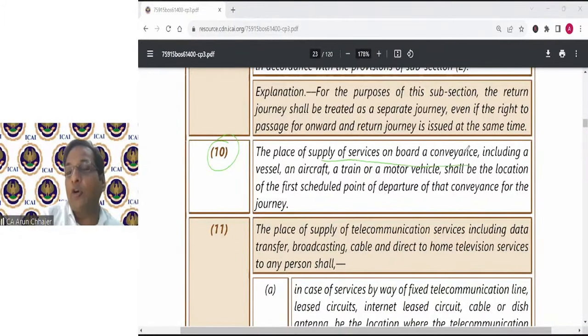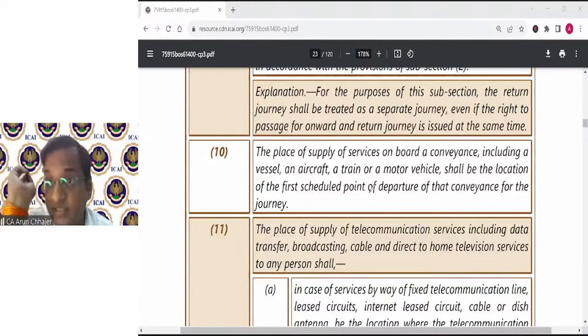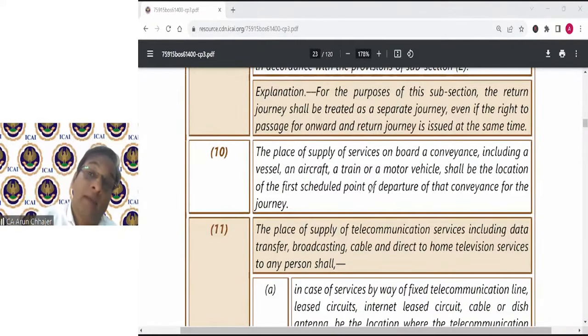The place of supply on the boarding conveyance, including the vessel, aircraft, train or motor vehicle, shall be the location of the first scheduled point of departure of that conveyance. What have we discussed in goods? What is the place of supply of goods which have been given during the conveyance? Supply of goods on the boarding conveyance. What was the place of supply? This is service.